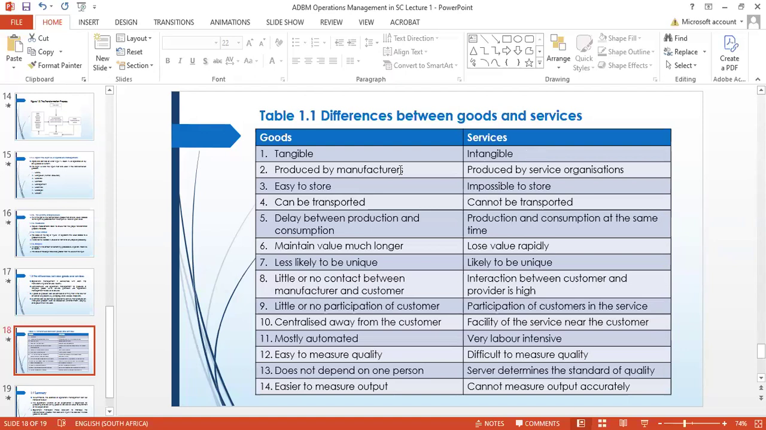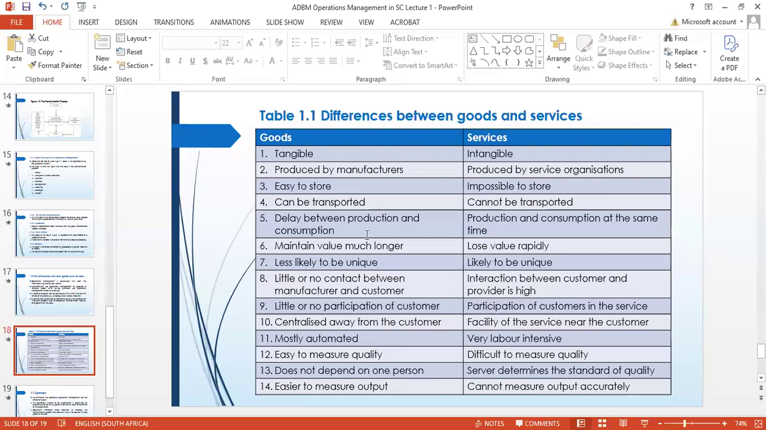Number two, goods are produced by manufacturers and services are produced by service organizations. Number three, it's very easy to store goods, but you cannot store a service. Number four, a good can be transported, but a service, you cannot transport it.